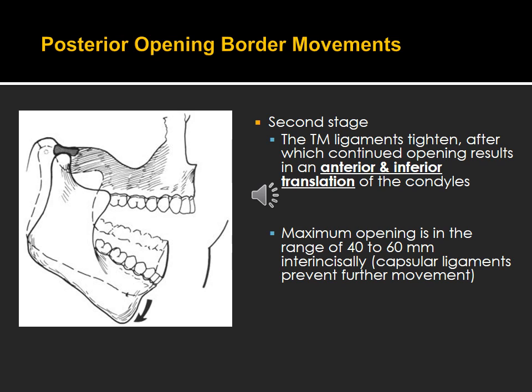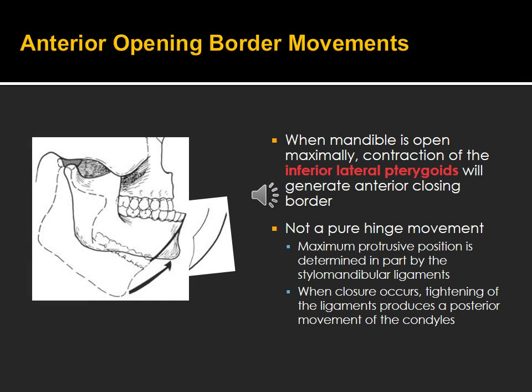And this maximum opening reaches up to 40 to 60 millimeter, not beyond that, because it is limited with the capsular ligaments. Now, when we reach point T, which is the maximum opening, the inferior lateral pterygoids will start to contract to close the mandible. After it is maximally opening, the inferior lateral pterygoids will contract to close the jaw, and this will generate the anterior closing border. So it is the anterior closing border generated by the contraction of inferior lateral pterygoids.